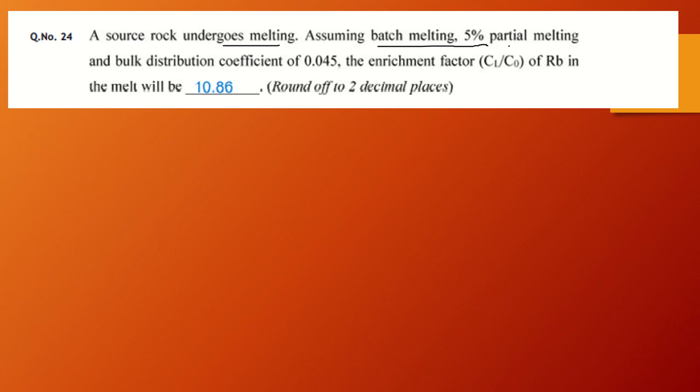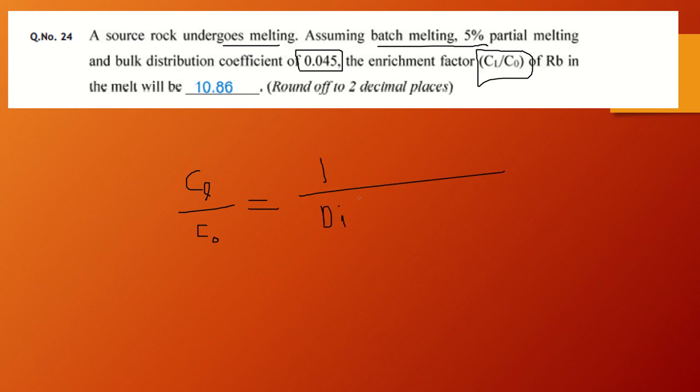So 5% batch melting, 5% partial melting has been done, and the bulk distribution coefficient is 0.045, and we have to calculate the enrichment factor. So here the formula is: concentration of the element in liquid to the concentration in the original is equal to 1 upon (D_i (1 minus F) plus F). Sorry, my writing is not good with the mouse, but I am trying to make it understandable. So this is the formula for batch melting.